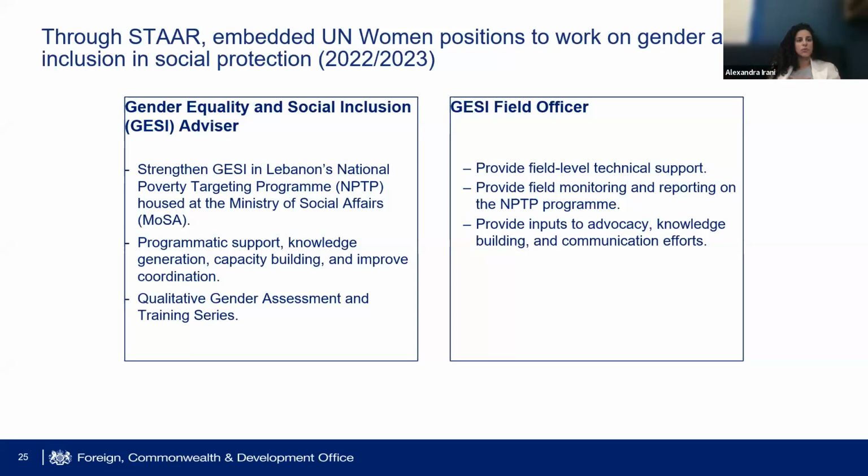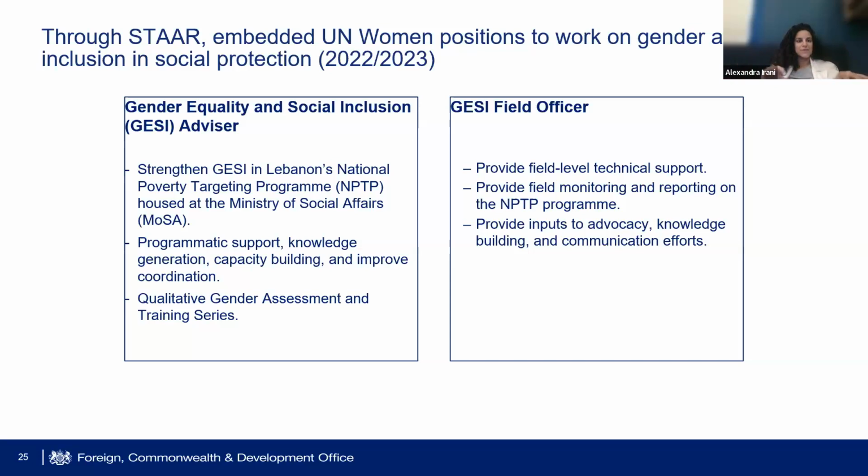And so through STAR, what we've done is we've embedded 2 UN Women positions to work on gender and inclusion in social protection. This started last summer and is ongoing right now. So the 2 positions are an advisor and a field officer. What they are doing is, 1, strengthening gender equality and social inclusion, so GESI, in the main national poverty targeting program, which is housed at the Ministry of Social Affairs.